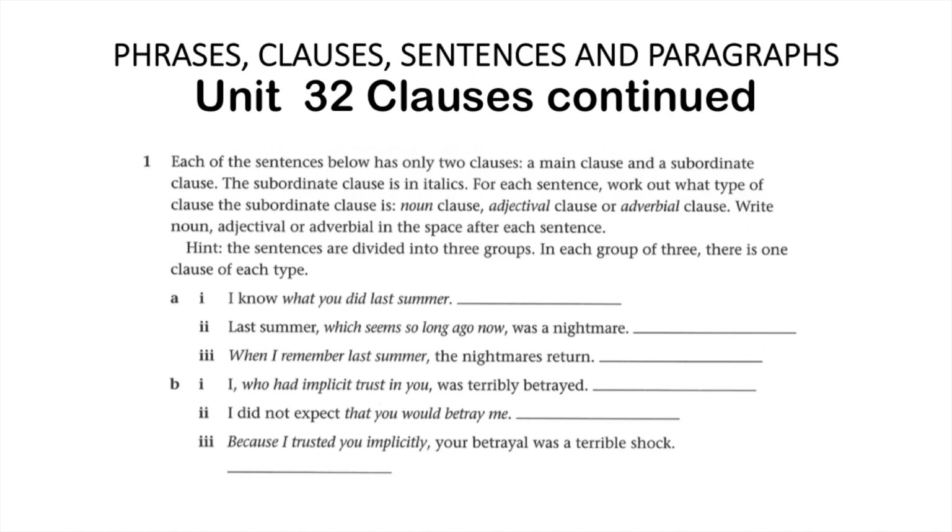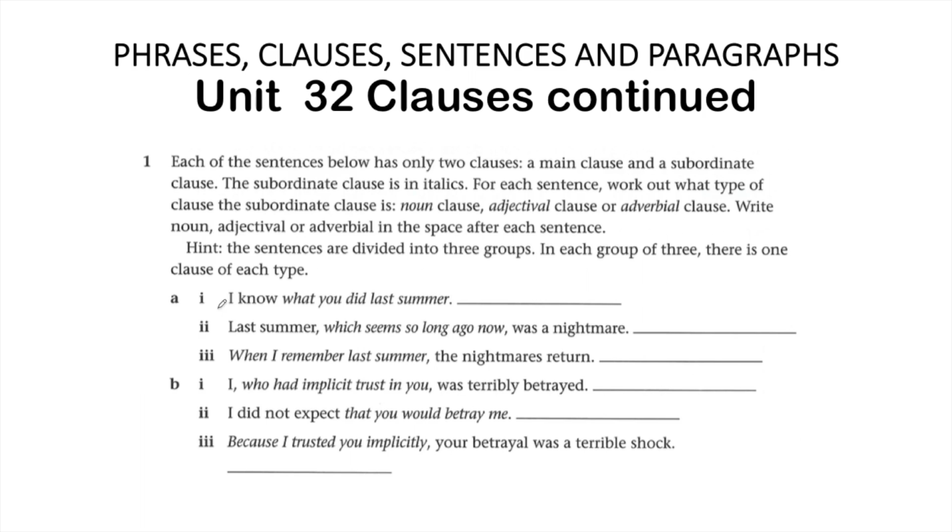For the take it further activities, it does get a little bit more tricky, as it's supposed to. For each of the sentences below, it has only 2 clauses, a main clause and a subordinate clause. The subordinate clause is in italics, so it's been identified for you. You have to work out what type of clause it is, whether it's a noun clause, adjectival clause, or adverbial clause. So try and think of the function of the clause that's been identified, and then simply write whether it is noun, adjectival, or adverbial in the space provided.